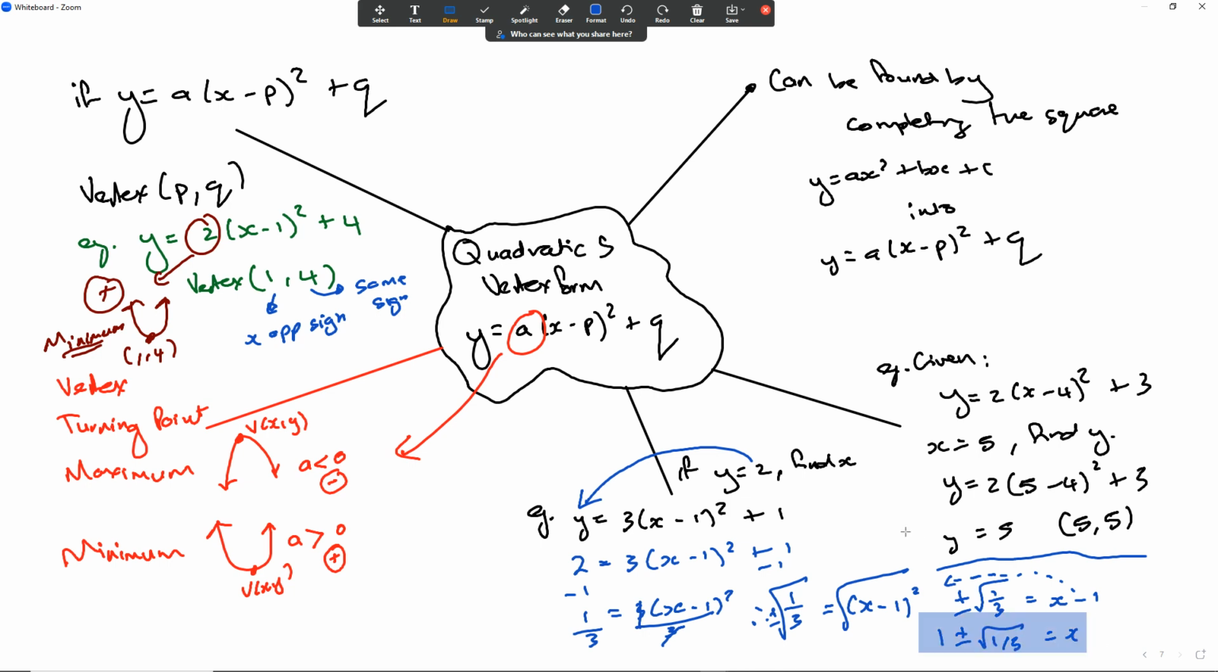All right. Solving for x in quadratics given y, solving for y given x. All right, that's the general form of this. Okay, just a quick summary.